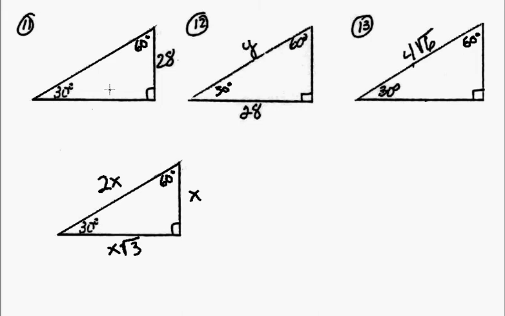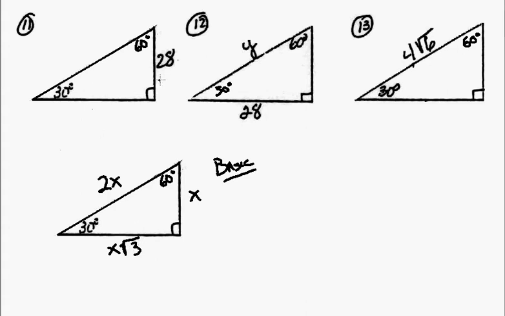Looking at 11, 12, and 13, notice that we've changed the orientation of the triangle. So now the short side is vertical and the long side is horizontal, and the hypotenuse is still on a diagonal. So again, looking at our basic triangle right here, we see that the short side is still x, the hypotenuse is twice as long, and the long leg is the short leg times the square root of 3.